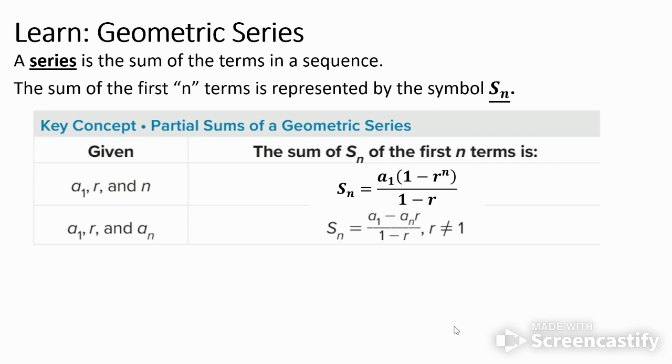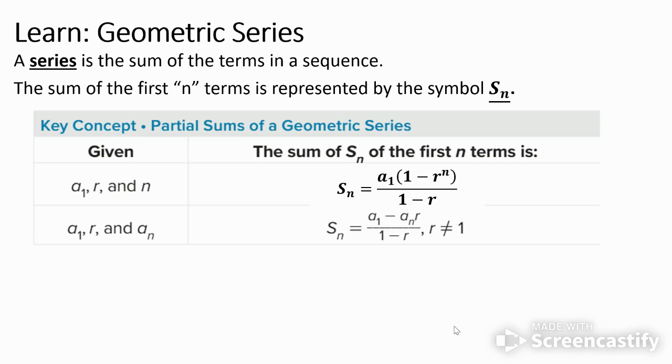But to begin, a geometric series is the sum of the terms in a sequence. We learned that a sequence is just a list of numbers that has a pattern to it. So a series is when we take the pattern and we add up however many terms we're told to add together. At that point, once we're adding them together, it is considered a series instead of a sequence.